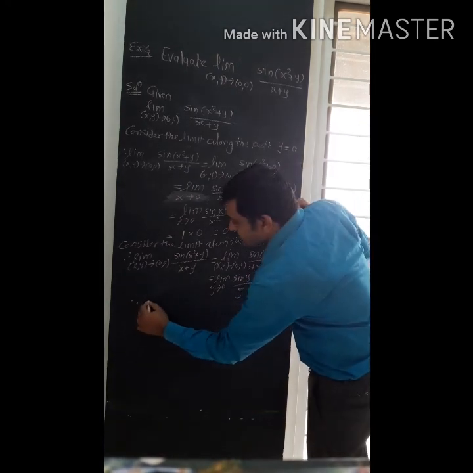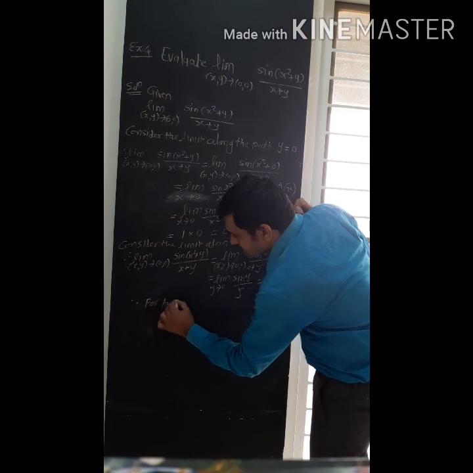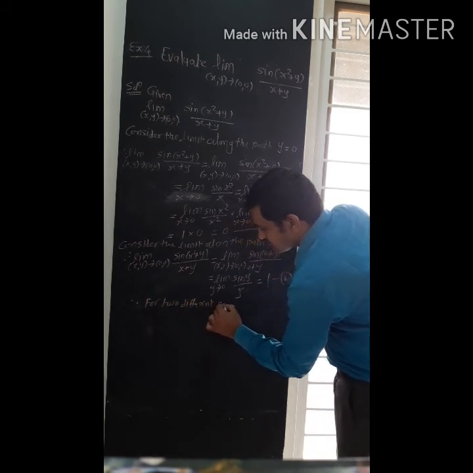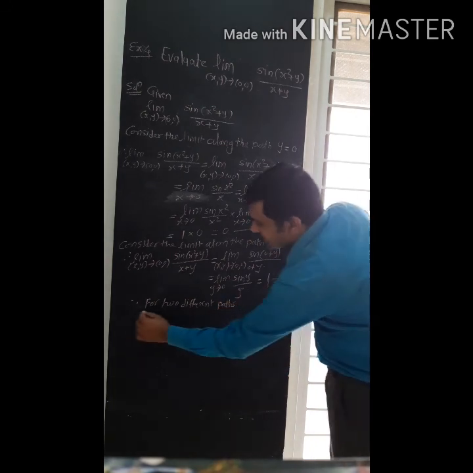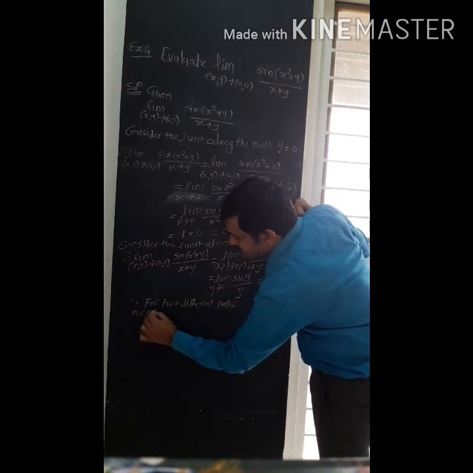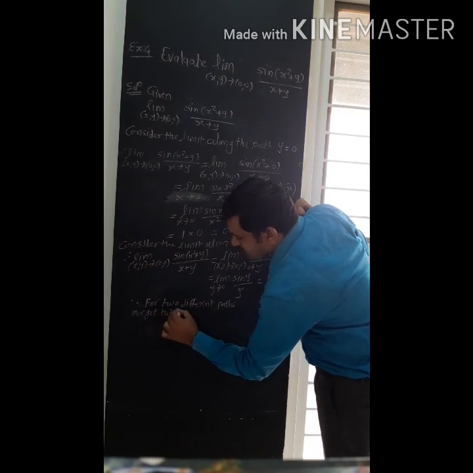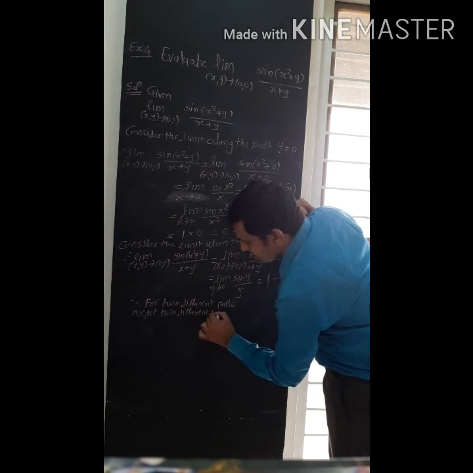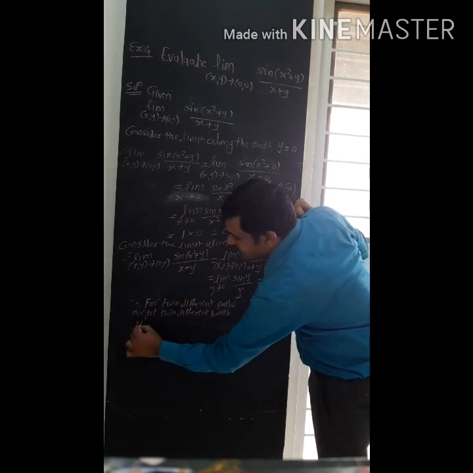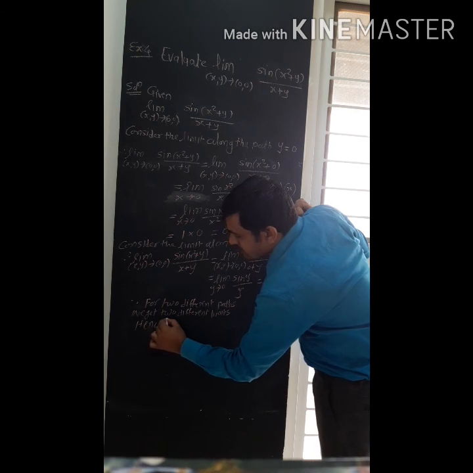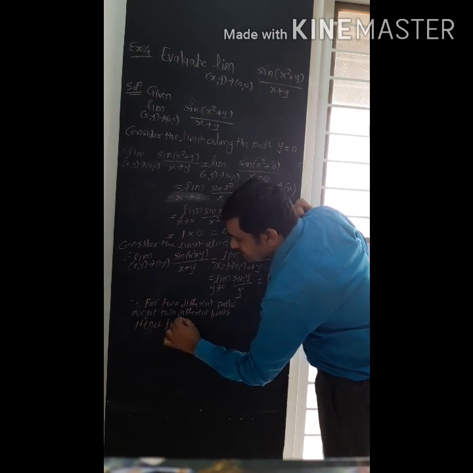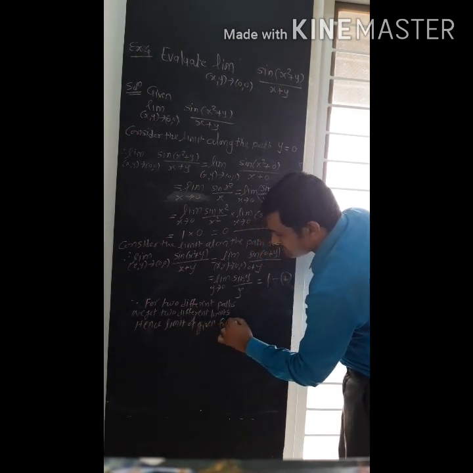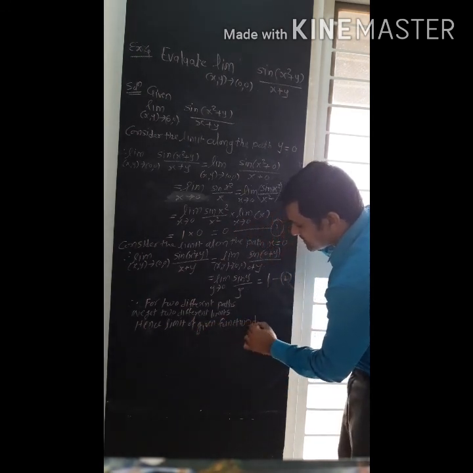So just write down: for two different paths we get two different limits. Hence, the limit of the given function does not exist.